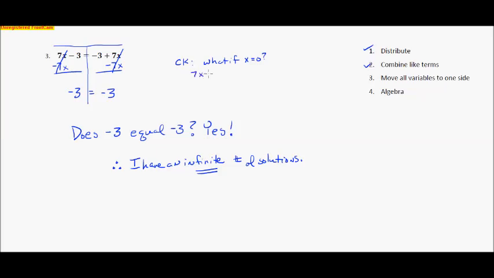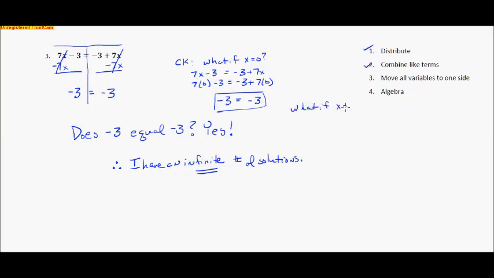So let's try it. 7x minus 3 equals negative 3 plus 7x. Let's plug in a 0 and plug in another 0 here. 7 times 0 is 0. 0 minus 3 is negative 3. And 7 times 0 over here is also 0, and plus a negative 3, that's negative 3. So I get the same thing as in the equation before: negative 3 equals negative 3. So it works.